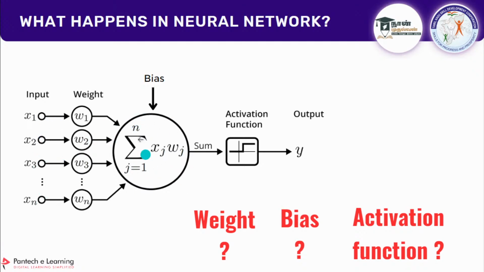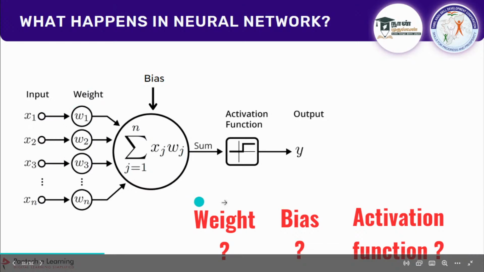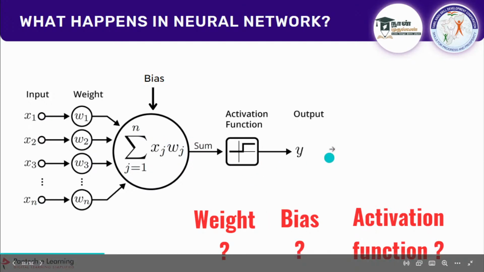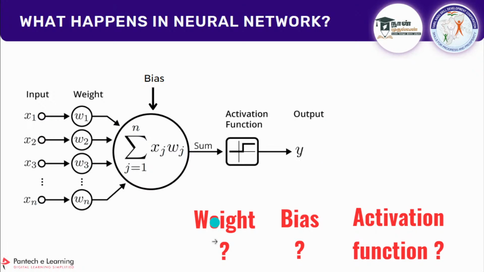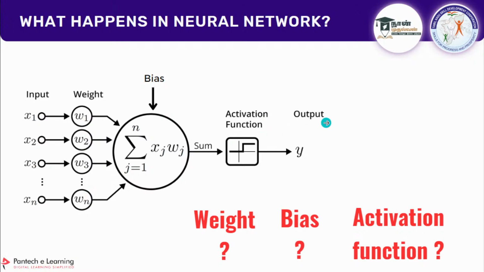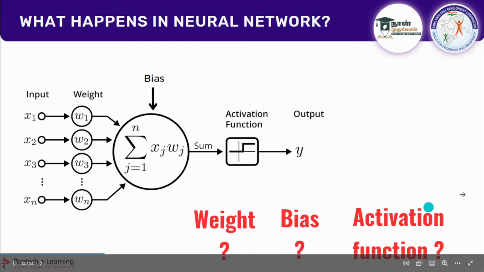So what will happen in this neuron? Once the weight is applied to the input, something known as bias is added here. Then they are summed, and the result is passed through a function known as the activation function. Finally, you get some output. This is what a single neuron does: it gets input, adds weight to it, adds bias to it, applies some function, and gives the output. So what is weight, what is bias, what is the activation function? Can we start with these, guys?